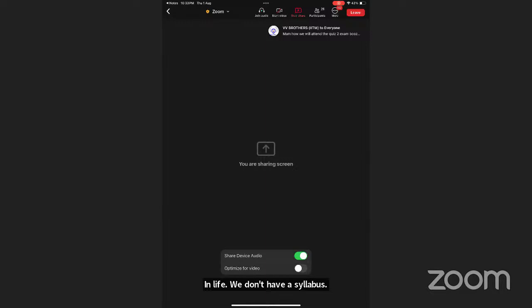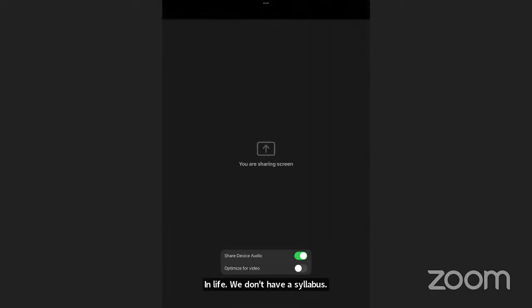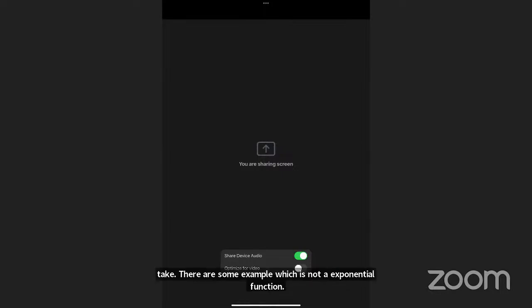Ma'am, the same question that we were discussing for so long, I was wondering if we could do it assuming f of x to be an exponential function. No, in this case f of x is not an exponential function, because we have seen now that it's not satisfying the initial condition. So we cannot take it. There are some examples which are not exponential functions. Okay. Thank you, ma'am.